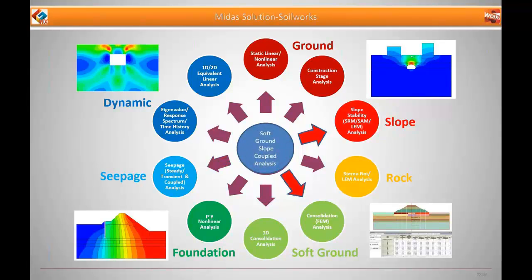Similarly, we have the soft ground slope coupled analysis, for which you need the slope and the soft ground modules. Basically, you know that with consolidation there is a settlement in the soil, especially in clay soil. With the settlement, how the factor of safety changes, or how it affects the slope stability of the embankment, could be studied. So for this you need the two modules, the slope and the soft ground.